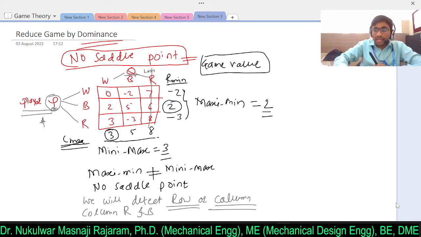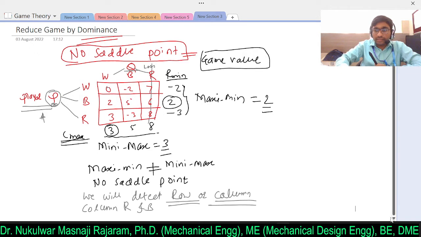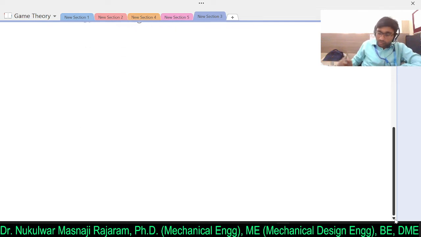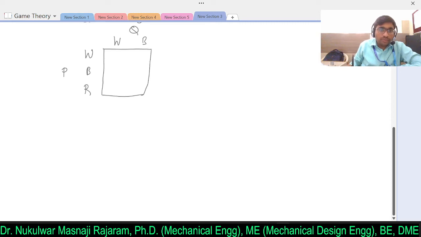That is why I am reducing the matrix, or we can say deleting the column. After deleting that column I get another matrix, where P again has three strategies, W, B and R, and Q has only two strategies. So I will reproduce the entire matrix.